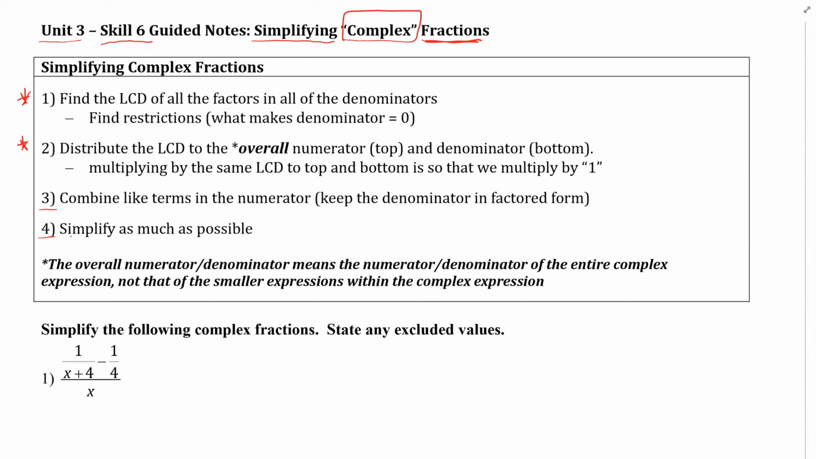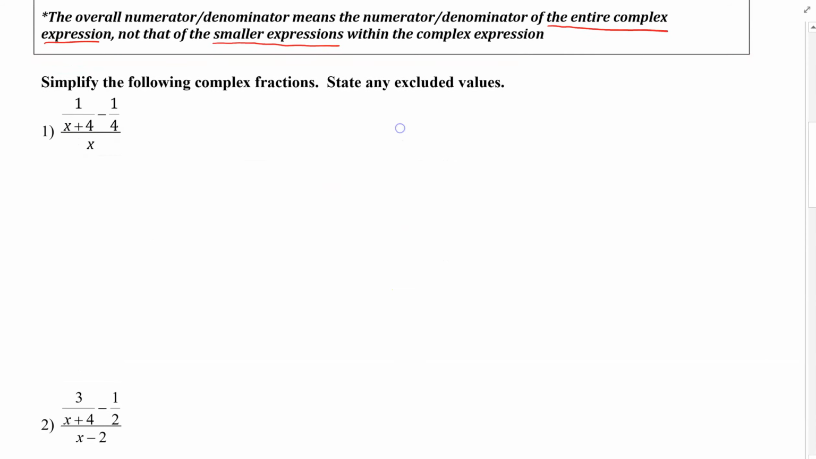Now, part of understanding my method is understanding what I mean by the overall numerator and denominator. What I mean by overall is looking at the entire complex expression rather than the smaller parts within it. So if you look down here at these different fractions, like for number 1, for example, you see this fraction bar right here. And so what I mean by the overall numerator would be all of this. And then this x would be the overall denominator.